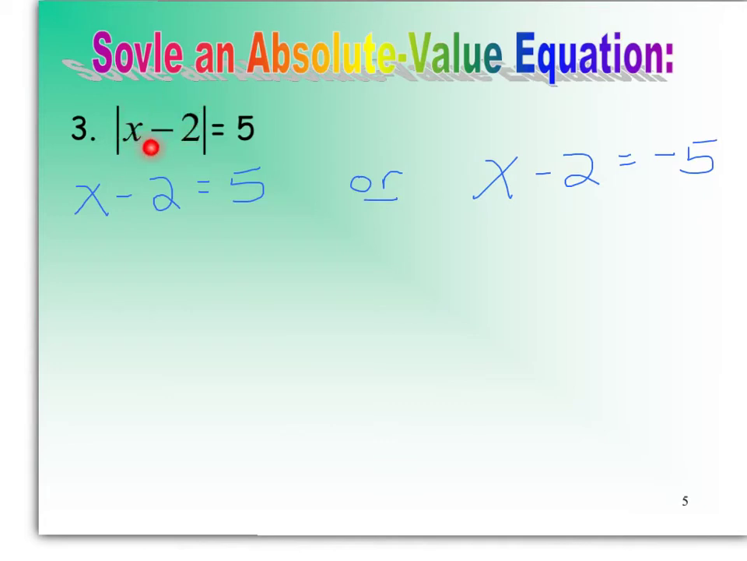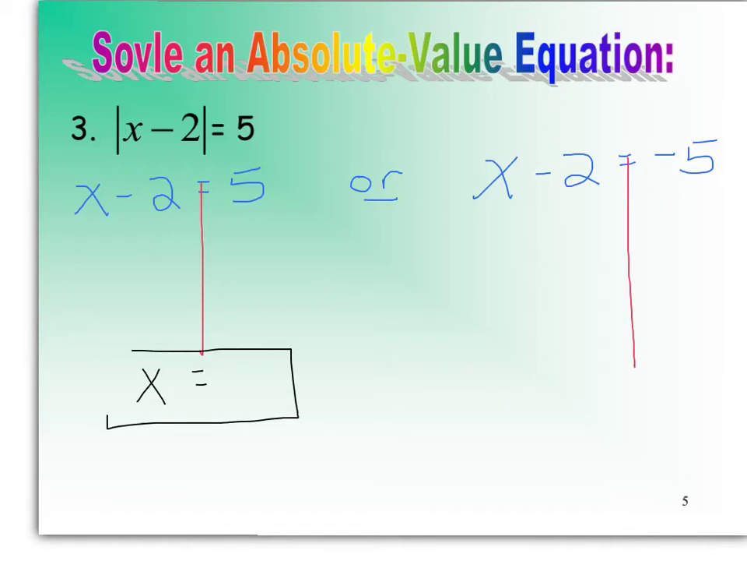Because if this quantity equals 5, the absolute value of 5 is 5. If this quantity equals negative 5, the absolute value is still 5. So we need to find two different values for x. We're going to solve this equation, and we're going to get one possible answer, and we're going to solve this equation, and we're going to get a second possible answer. So now we are utilizing what we know about solving equations. We need to isolate the variable. We need to get the x alone.